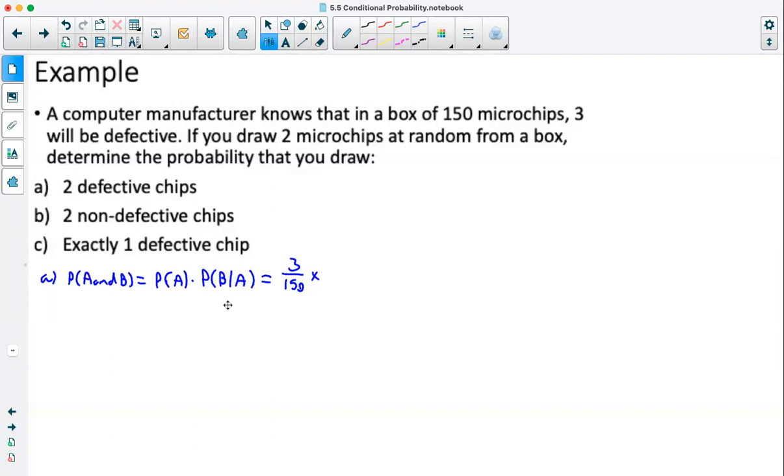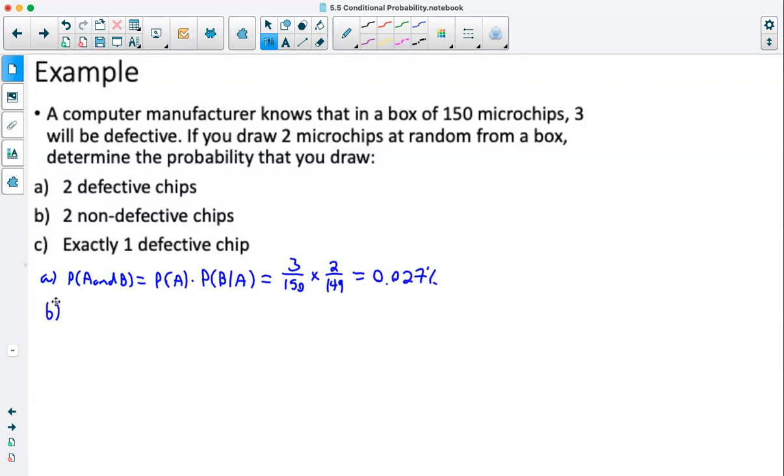So if we've already drawn one of our defective microchips out, that leaves us with just 2 defective microchips, and that's out of 149 because we've already pulled out one. So we're selecting from 149. So that would be a 0.027% chance of drawing 2 microchips that are both defective.